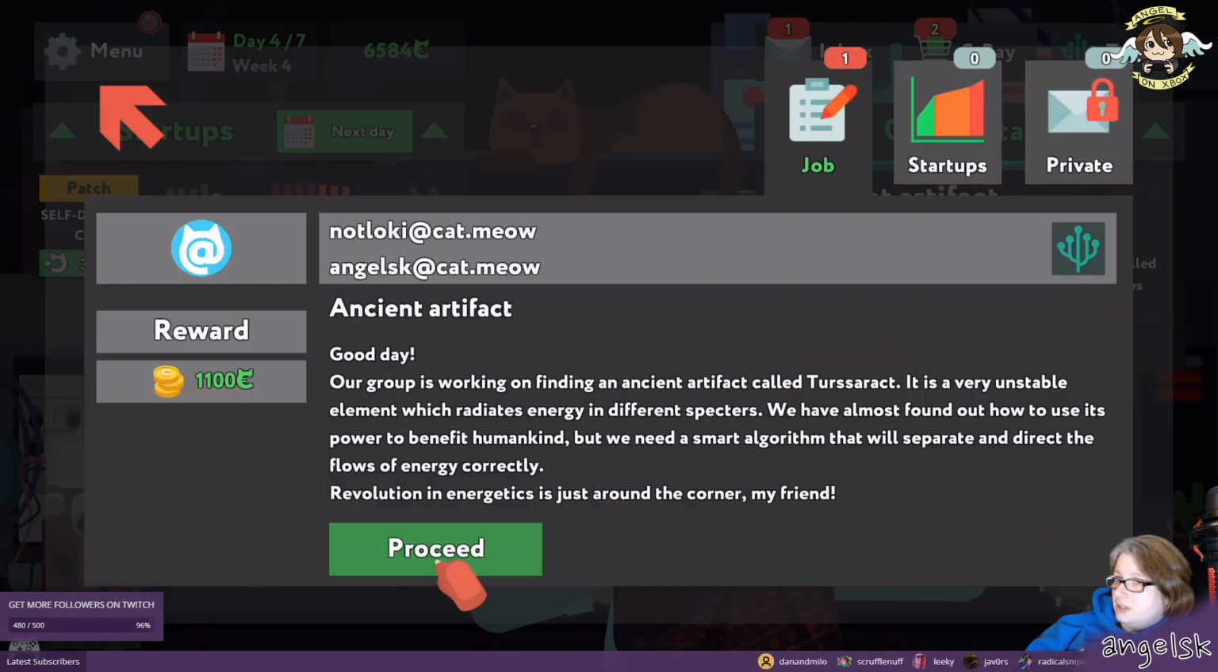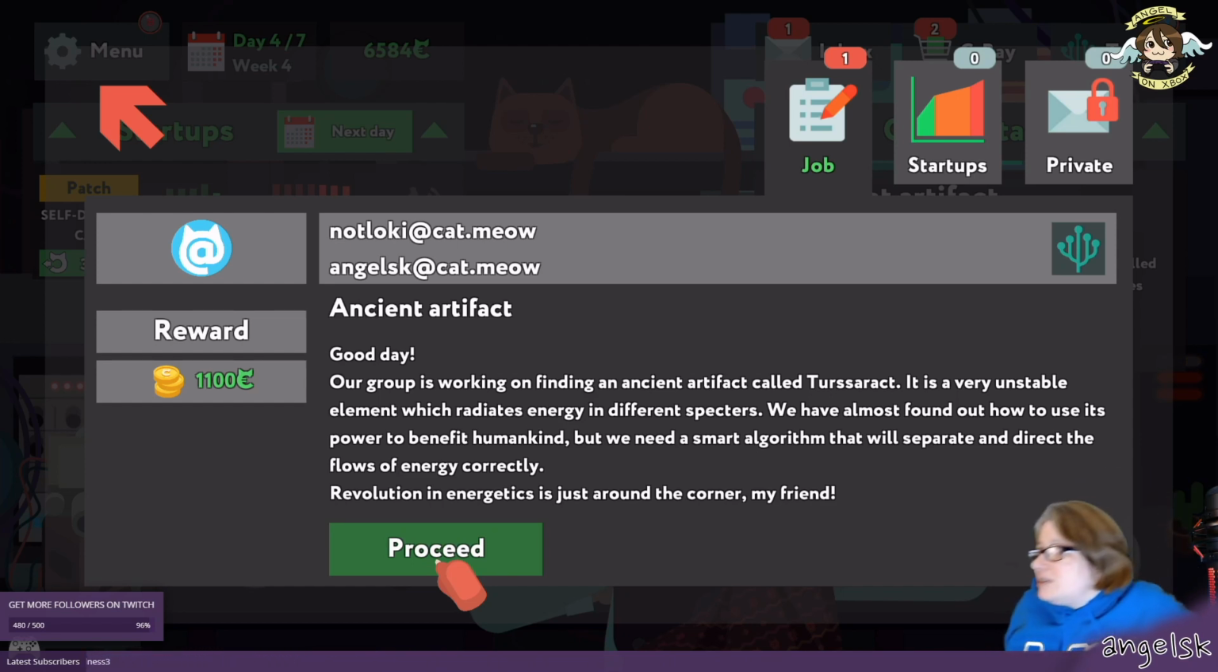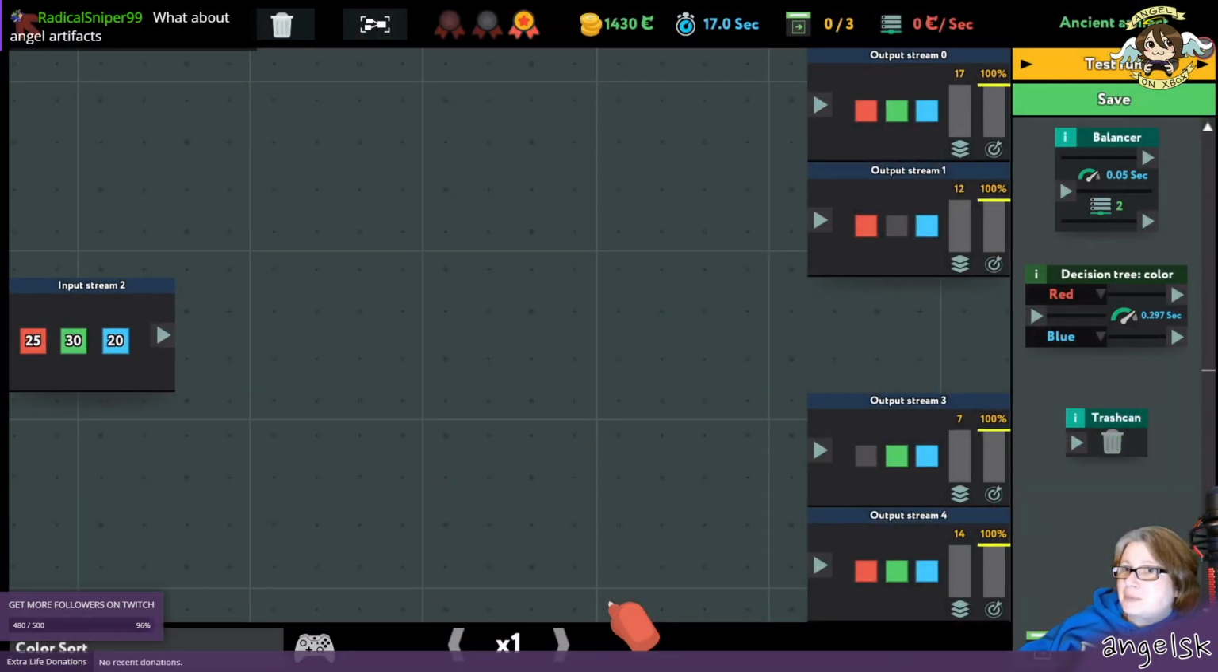Okay, sales prediction. Ancient artifact. Not Loki! Good day. Our group is working on finding an ancient artifact called the Tesseract. It is a very unstable element which radiates energy in different spectres. Found almost how to use its power to benefit humankind, but we need a smart algorithm of separating direct flows of energy correctly. Revolution in energetics is just around the corner, my friend.